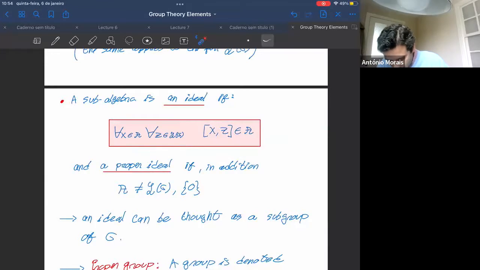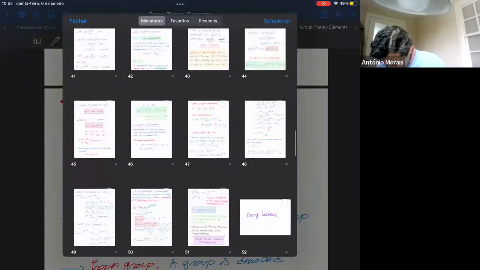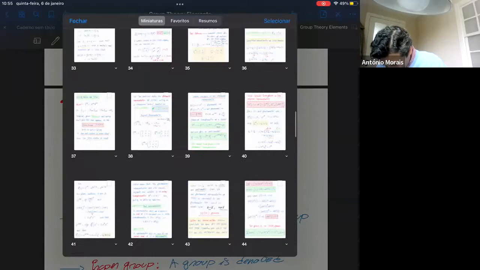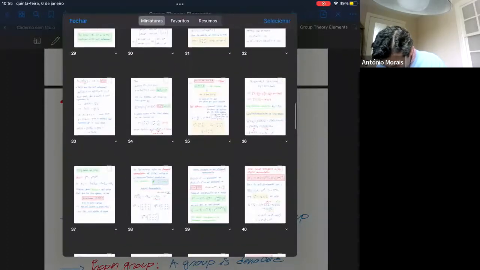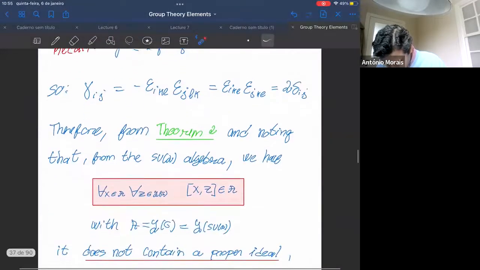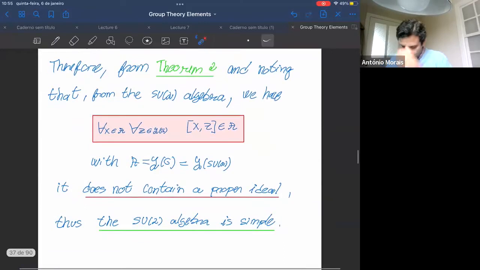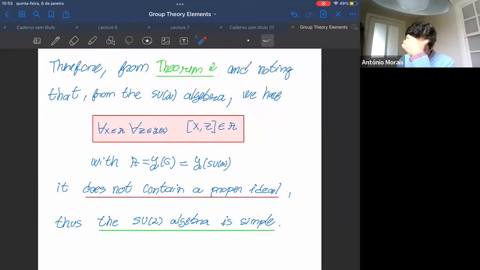So now let's go below again to SU2. So we have this in mind. So this was here. There we go. From the SU2 algebra, so we have the SU2 generators.